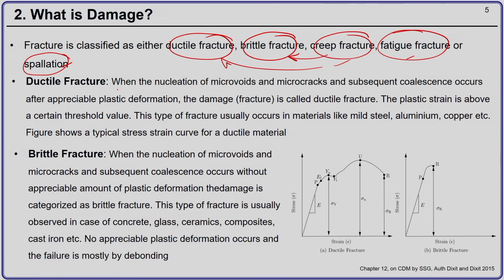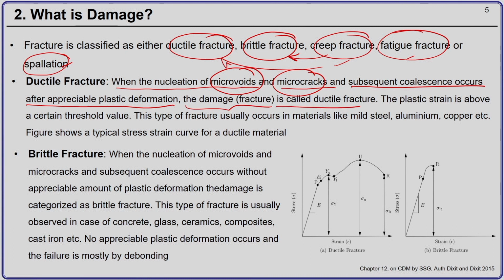Okay. So, ductile fracture is when the nucleation of micro voids and micro cracks and subsequent coalescence occurs after appreciable plastic deformation. So, the material undergoes a lot of plastic deformation before the body generates some micro voids or micro cracks inside it, which leads to the ultimate fracture. In this, the damage or the fracture is called ductile fracture, when the plastic strain goes above a threshold value. This kind of fracture usually occurs in materials like mild steel, aluminum, copper, etc.